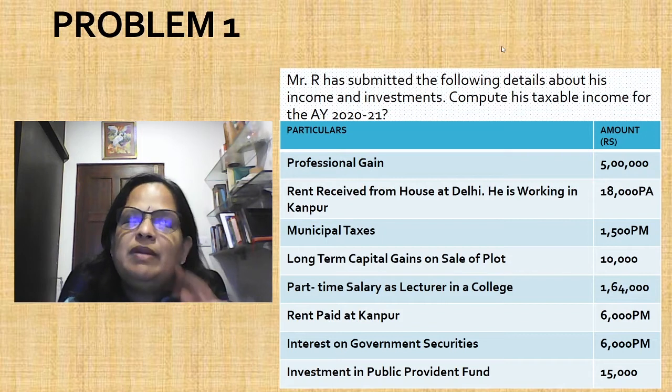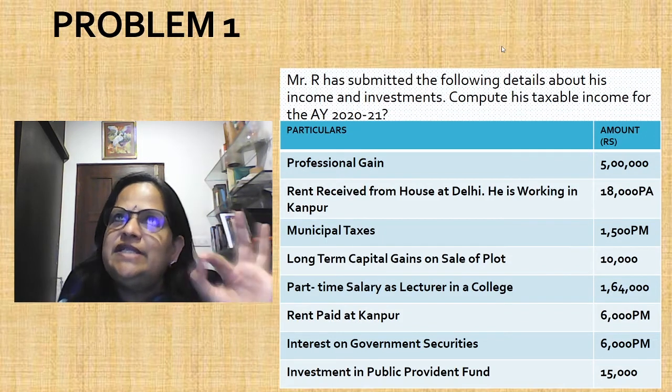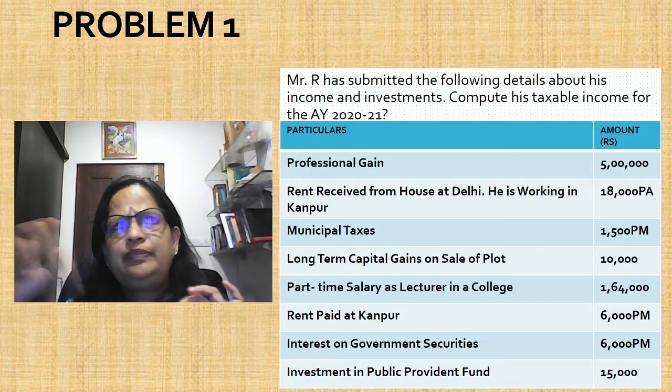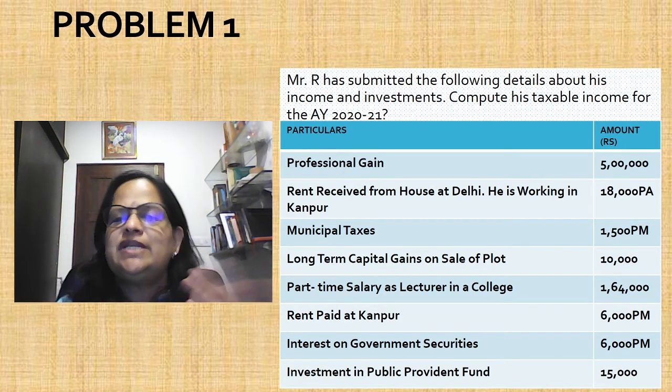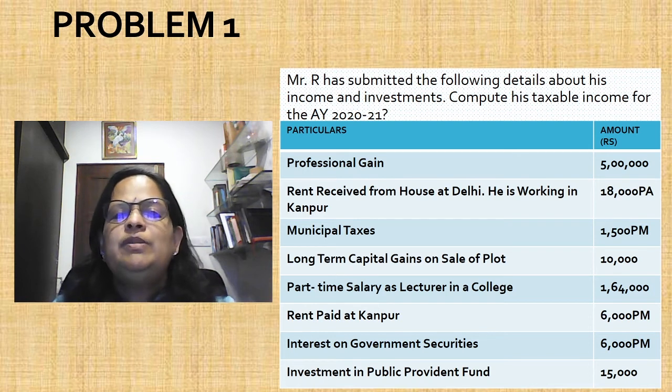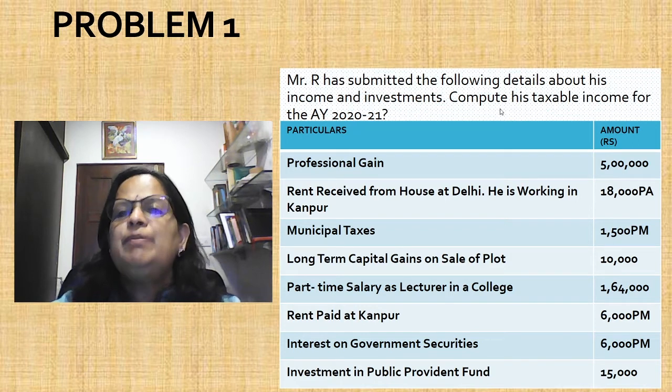Now, two problems I have worked out. The first one is 80C and 80GG. The last problem covers different sections, so you will get an idea of how the sections and the deductions work. Mr. R has submitted the following details about his income and investments. Compute his taxable income for the assessment year 2021.